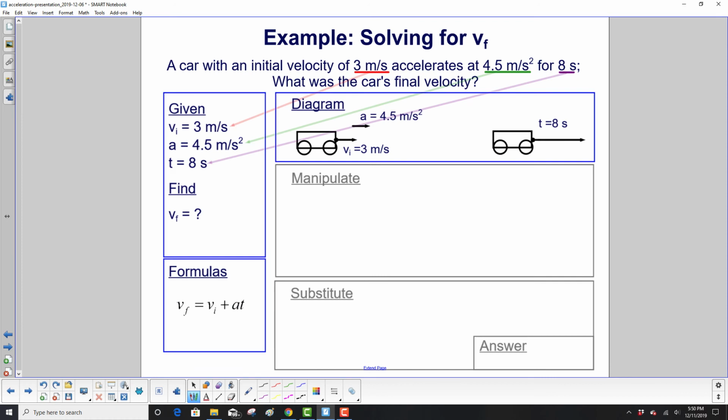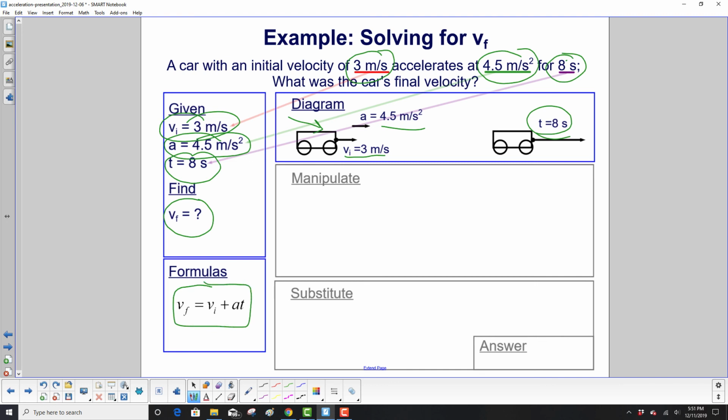Let's step through a problem now to solve for vf. We have a car with an initial velocity of 3 meters per second. Here, that's v initial. Acceleration, 4.5 meters per second squared. And then for a time period of 8 seconds. And we'd like to find vf. We sketch it out here in the diagram. Here's our car, starts at 3 meters per second, accelerates, and we want to know the final velocity after 8 seconds. We will use the first kinematics equation.